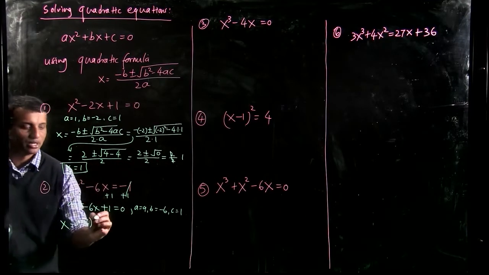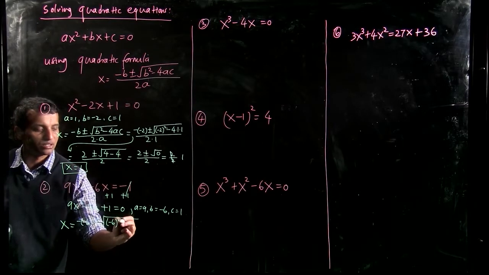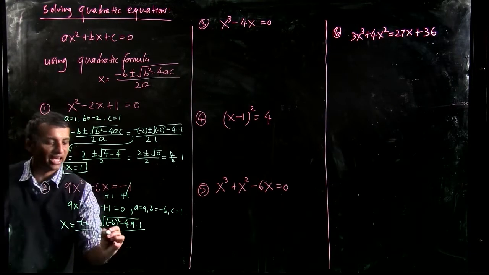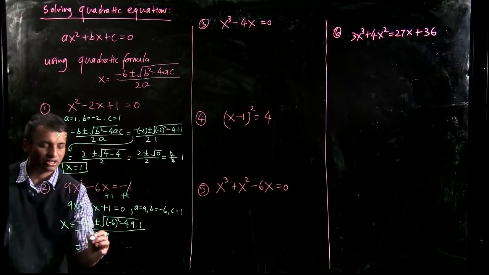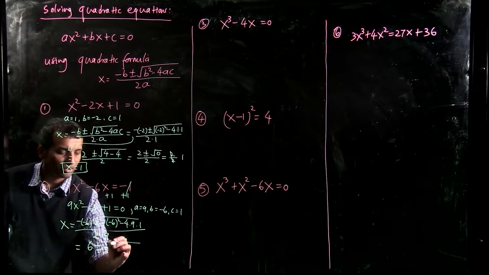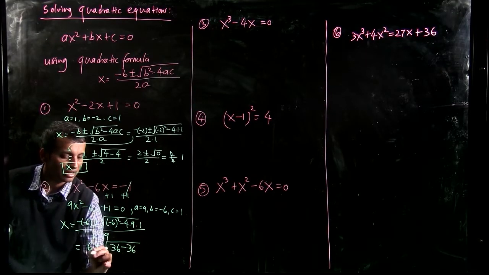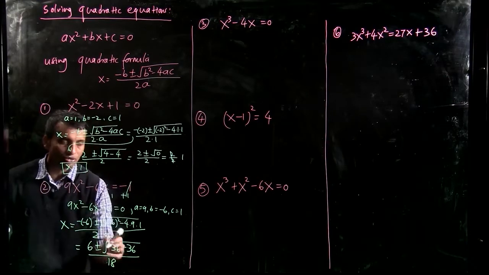So negative b plus or minus the square root of b squared minus 4ac. Negative b is negative negative 6, so positive 6, plus or minus the square root of negative 6 squared, which is 36, minus 4 times 9 times 1, which is 36 again, all divided by 2 times a. What is a? a is 9, so 2 times 9 is 18.